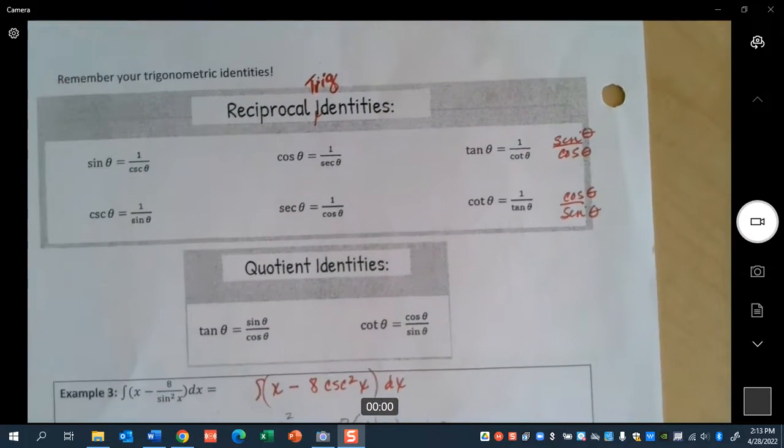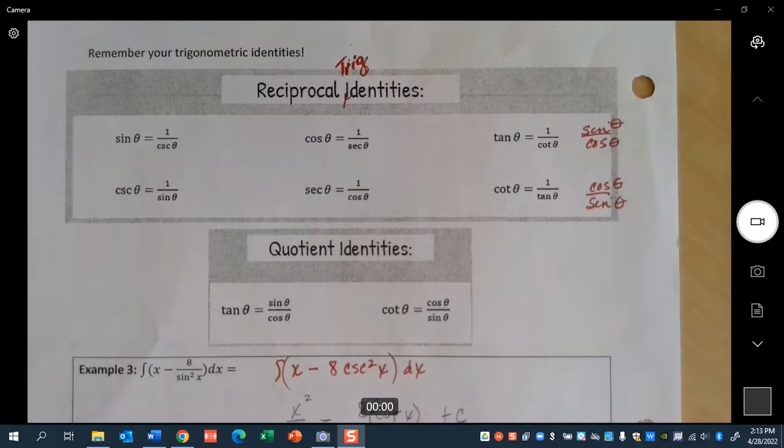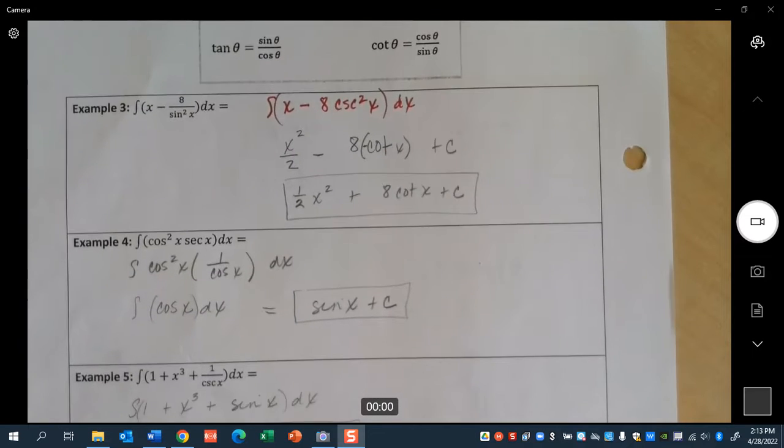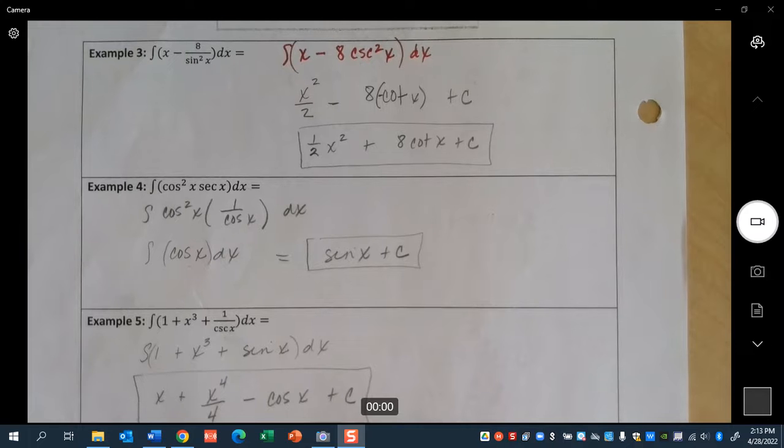On the back, we have your reciprocal trig identities and your quotient identities. From here on out, it's literally just a matter of seeing what you can manipulate to what you recognize. I don't know what to do with sine when it's in the denominator, but I do know what to do with cosecant squared.